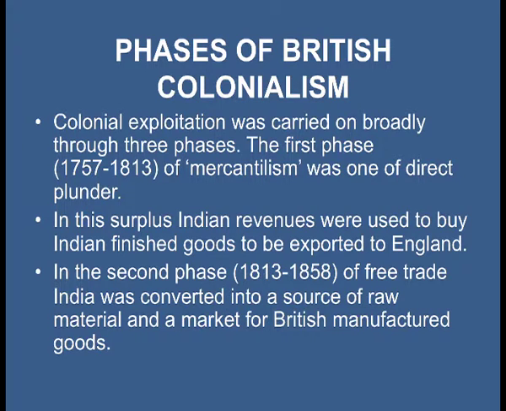The first phase, that is 1757 to 1813 of mercantilism, was one of direct plunder. In this, surplus Indian revenues were used to buy Indian finished goods to be exported to England. In the second phase, that is between 1813 to 1858 of free trade, India was converted into a source of raw material and a market for British manufactured goods.